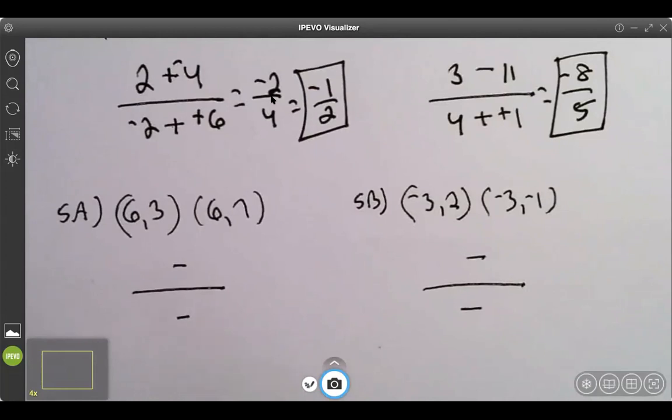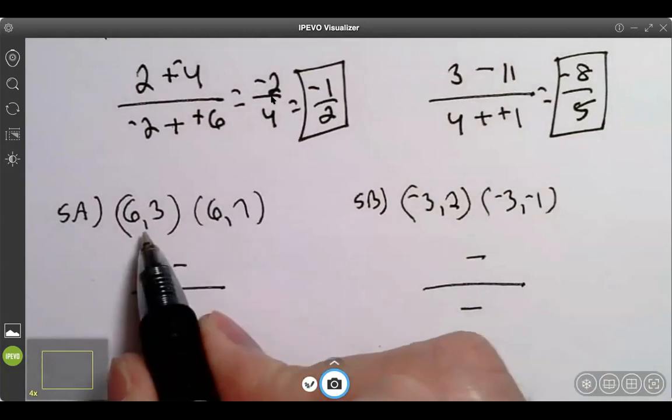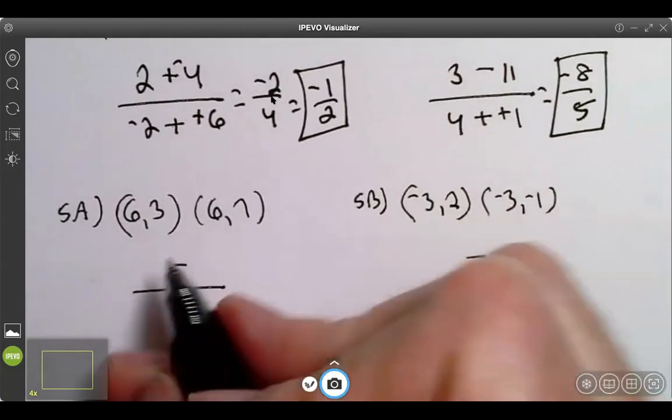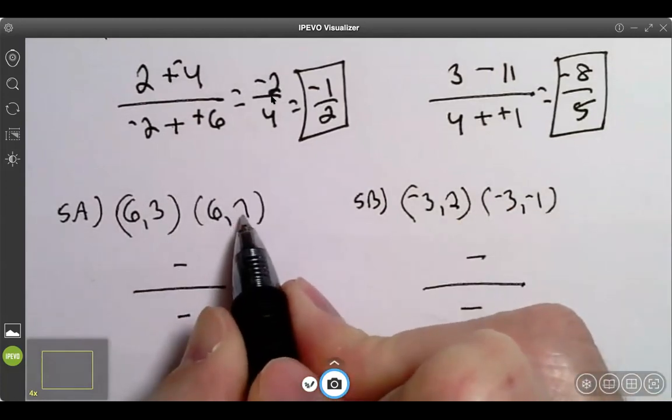Try 5a. Now I do notice on 5a, if I go right to left, I don't have any negative numbers. Not that it matters, but I just like that.